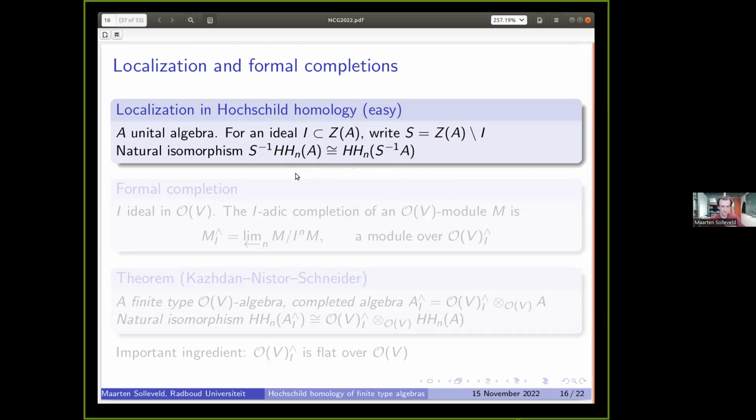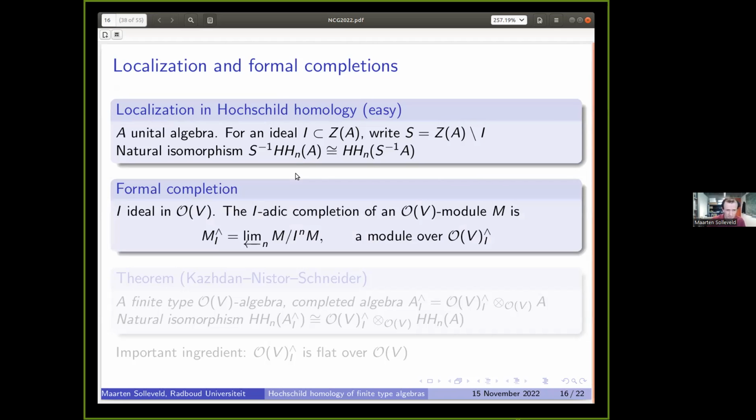That's a standard thing. Is your ideal a prime ideal? Yeah, it should be a prime ideal, I guess. Otherwise, S is not multiplicative. Yeah, sure. It must be prime. Yeah, thanks.